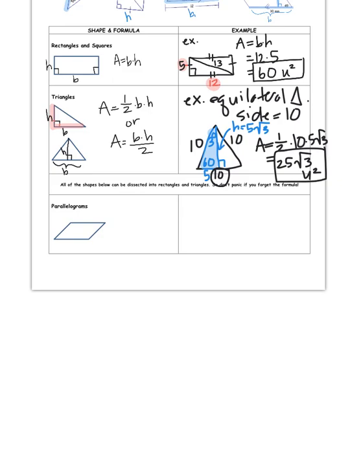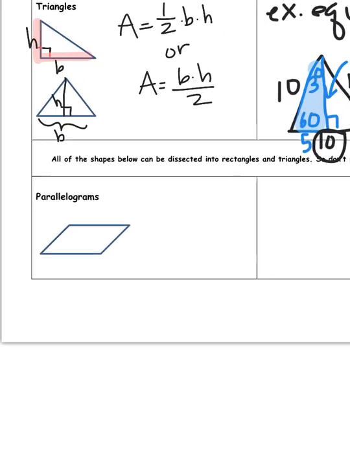Alright, now what I have written right here is that all of the following shapes can be dissected into rectangles and triangles. That means you can cut them up into rectangles and triangles. So if you forget a formula, just cut up the shape and use the formula for the pieces that you know and add them all together. But we are going to learn the formulas for these.